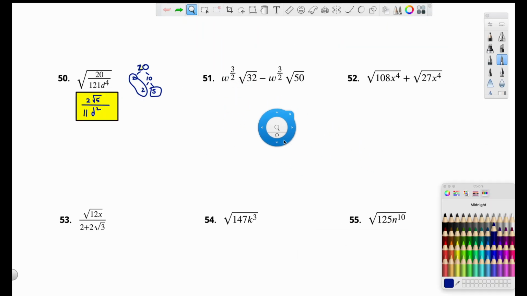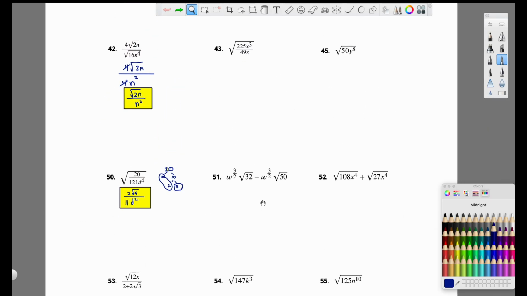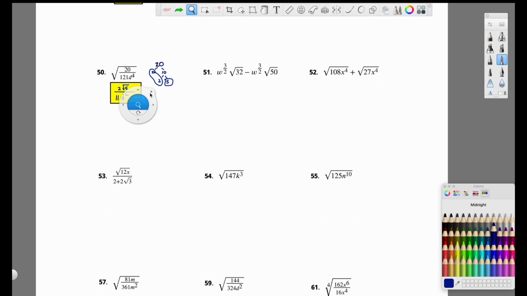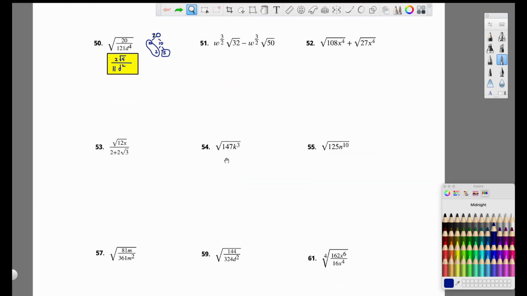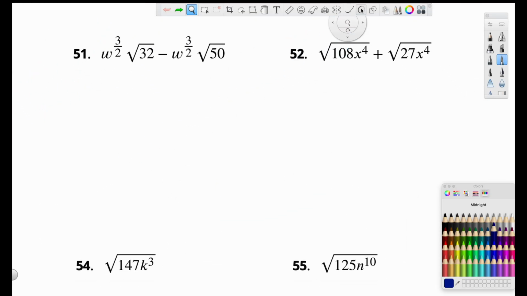I'm doing the second part of our work with radicals. I already went through a lot of the evens through 50, and I think I'm just going to do some of the odd ones here for this next set, since there's only a couple of even problems. So let's take a look at this first problem here.